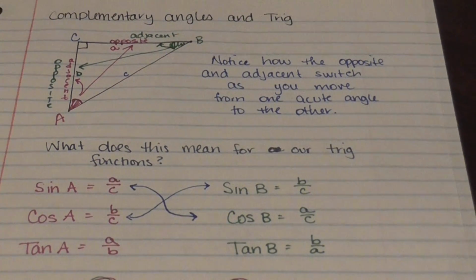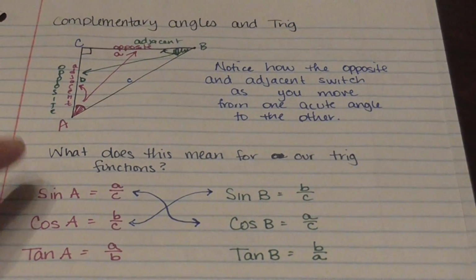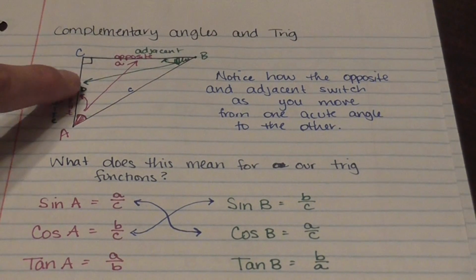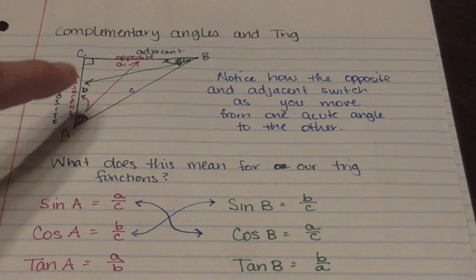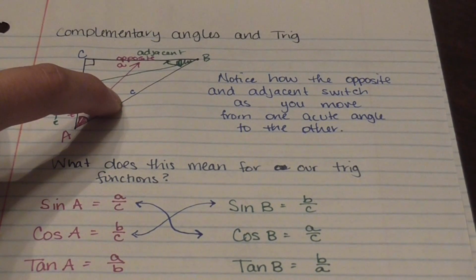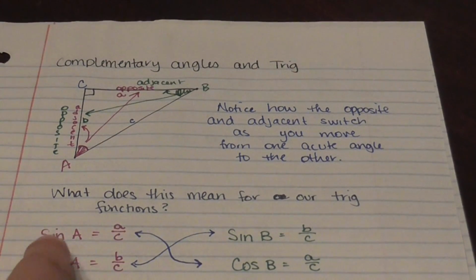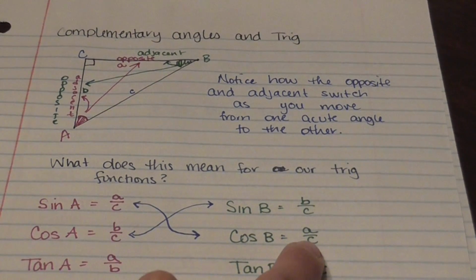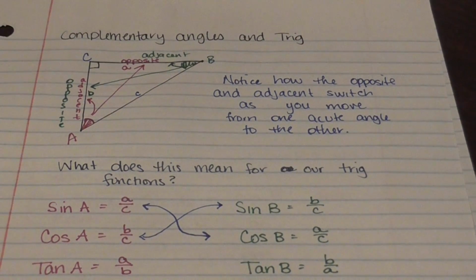Okay, so what does this mean for trig? If I wrote out my sine of A, I've got sine of angle A equals A over C. Cosine of A equals B over C. Now if I go over here and look at sine of B, sine of angle B equals B over C, and cosine of B equals A over C. So if you take a look at my fractions, sine of A is the fraction A over C. Cosine of B is the fraction A over C. So those two are equal to each other. The two fractions are equal.